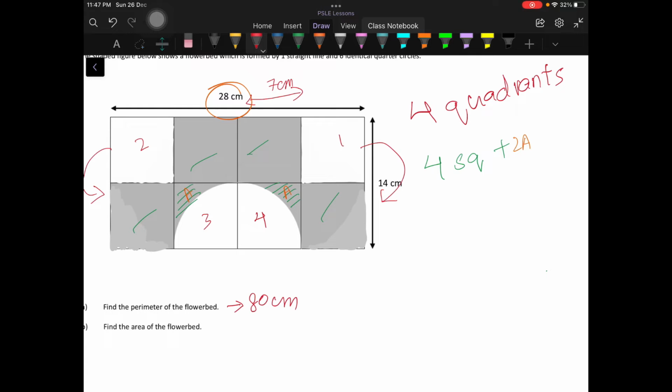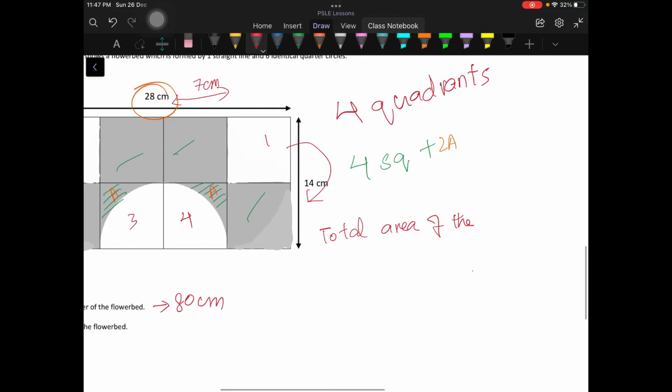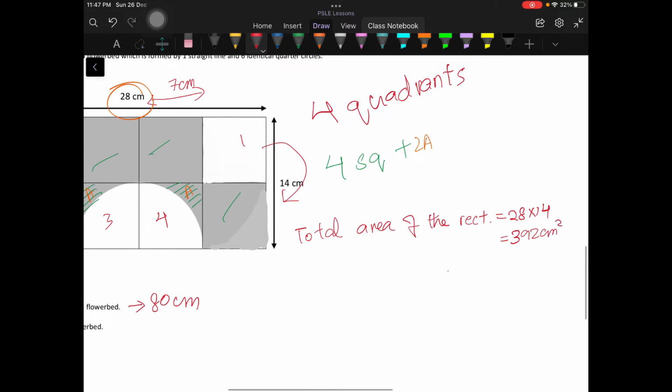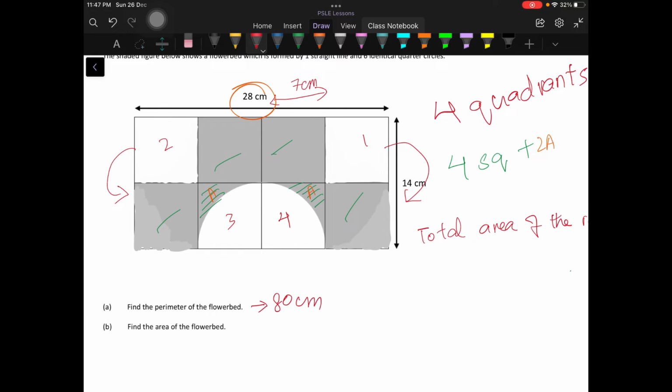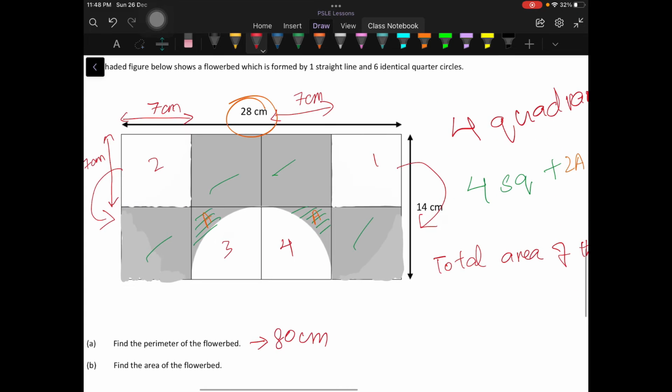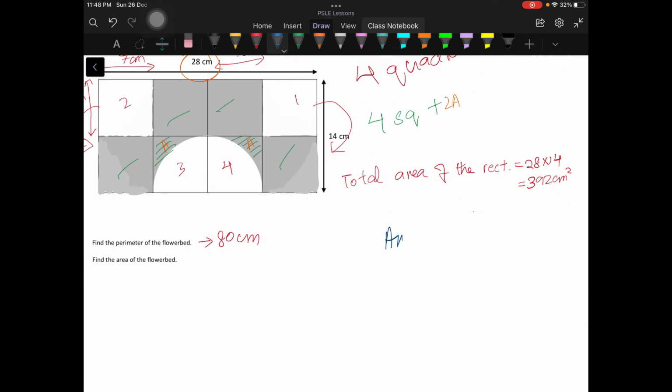So basically all we have to do is to find the total area of the figure. So total area of the whole rectangle would be 28 centimeters times 14 centimeters, which gives us 14 squared times 2. That would give us 392 square centimeters. And the area of 1 square would be 7 centimeters times 7 centimeters. We found the length of 1 square in the previous part, so the area of 1 square is 7 times 7, which gives us 49 square centimeters.